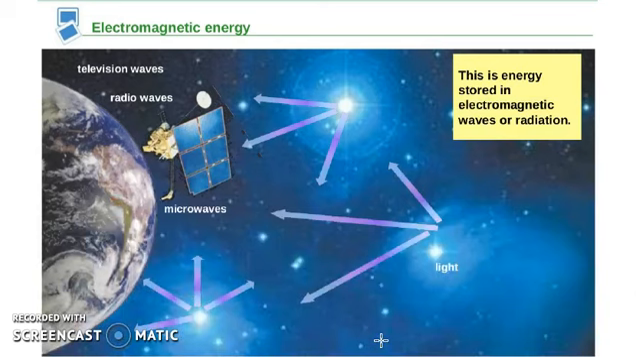Electromagnetic energy. This is energy stored in electromagnetic waves or radiation. Which type of waves? For example, this is the energy contained in television waves, radio waves, microwaves, and light. This is the energy contained in light.